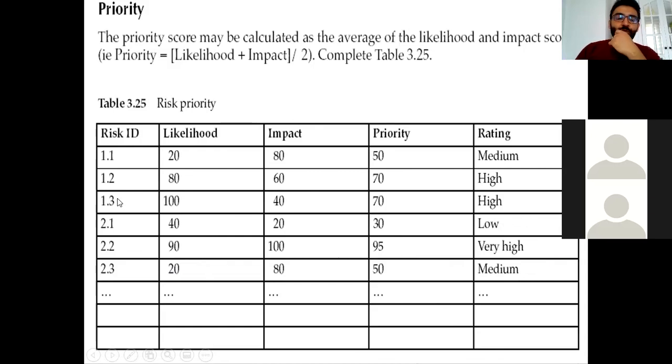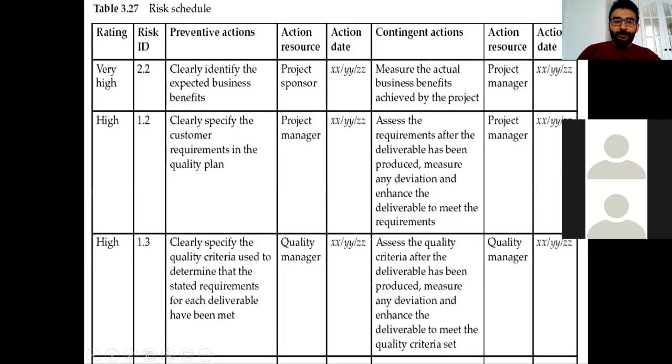But here, as you see, 2.1 is low. You don't need to worry much about that. I mean, you can develop some strategies against it, but it's not very probable to happen. You just don't need to give it a priority. Likewise, for each of the project risk factors, you can talk about it and develop some strategies.